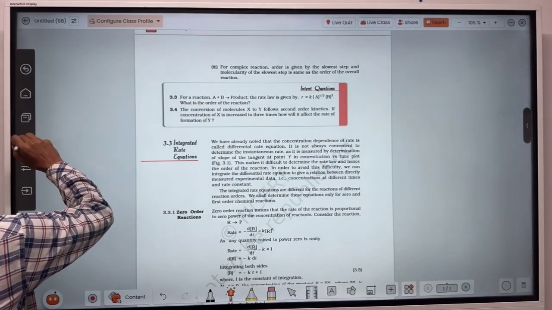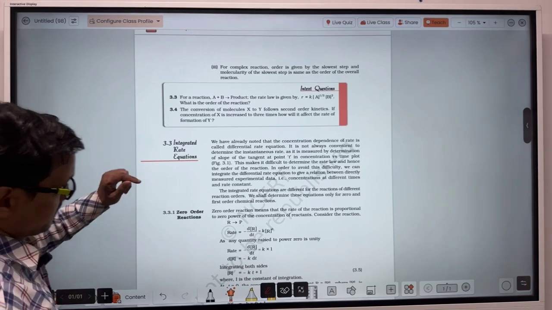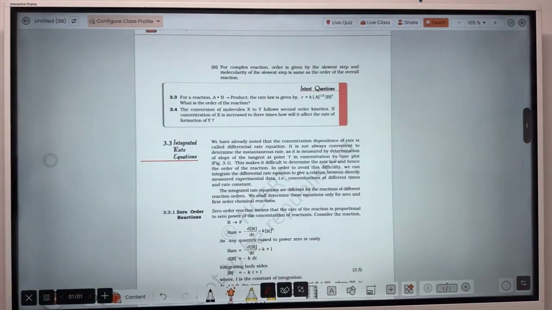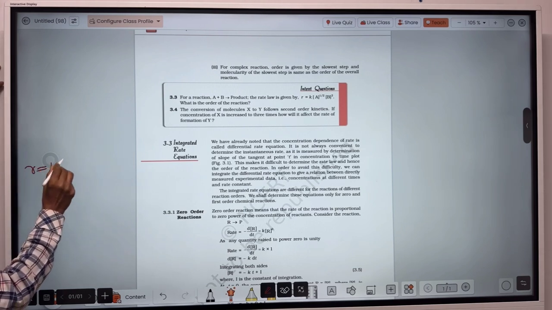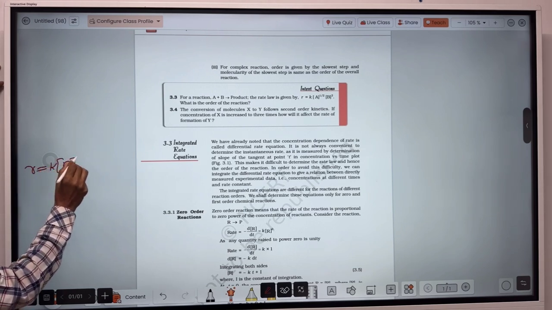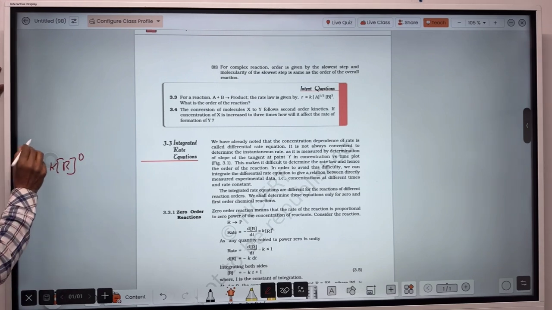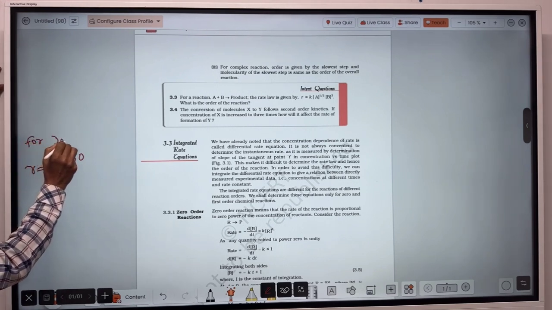So we derive here the integrated rate law equation for a zero order reaction. You already know the rate of reaction for a zero order reaction will be equal to the rate constant into the concentration of reactant to the power 0.